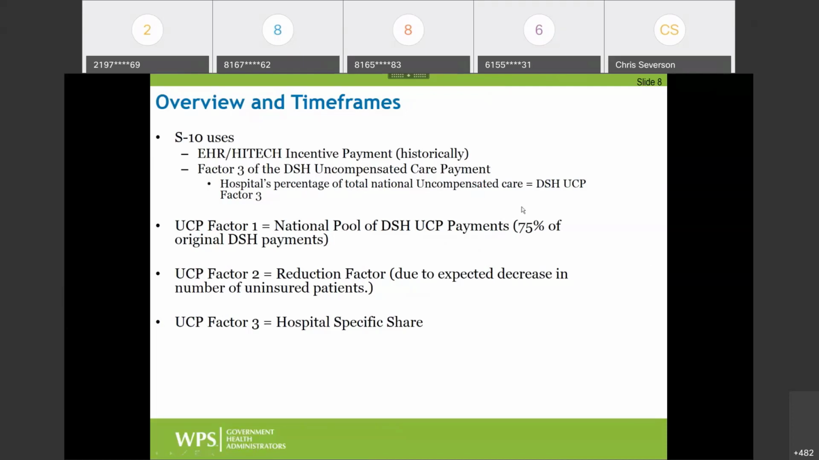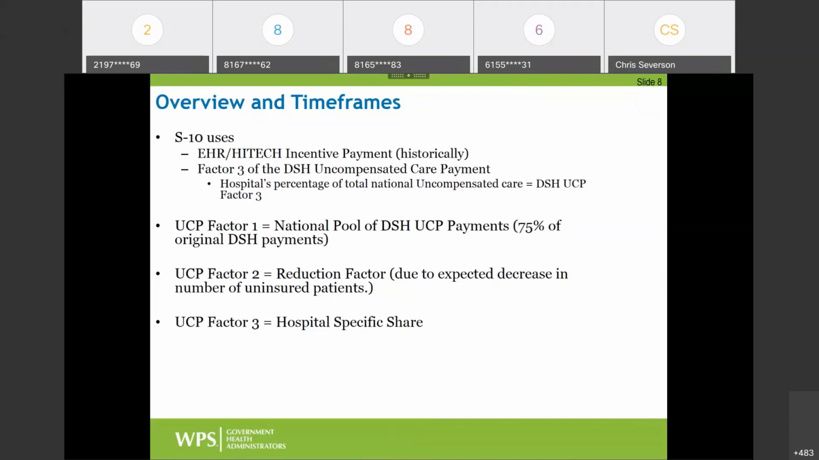And if you take a look at that, the UCP factor 1 is just the national pool of DSH uncompensated care available, if you will. It's 75% of the DSH payments. The other 25%, providers are still being reimbursed actual DSH. And UCP factor 2 is a reduction factor due to expected decrease in the number of uninsured patients. This changes each year. And then we're with factor 3. That's the one we're mainly concerned with. That's the hospital-specific share that we're going to be calculating through these audits.